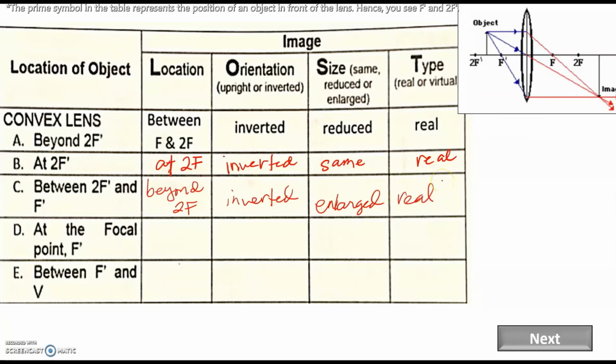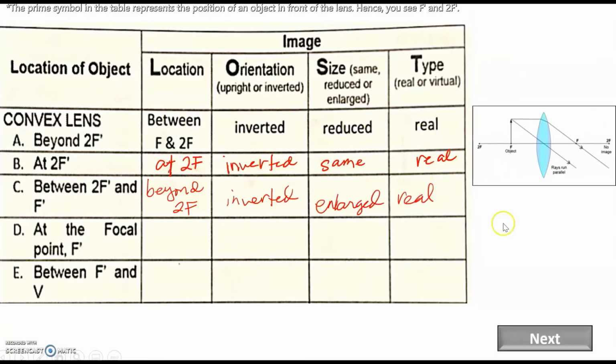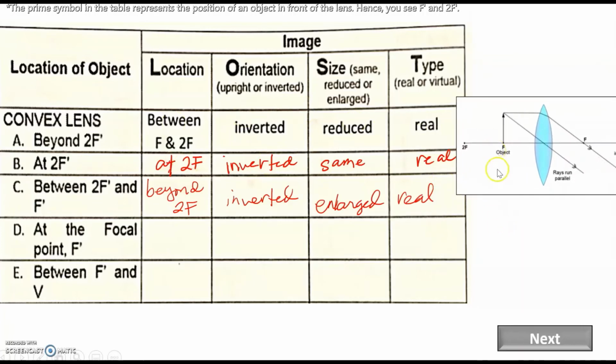Okay, so we're done with letter C. Let's now move on to letter D. The object is at the focal point or at the focus. So the image is nowhere to be found. So that means for all these, we can just write no image. Okay, no image is formed.